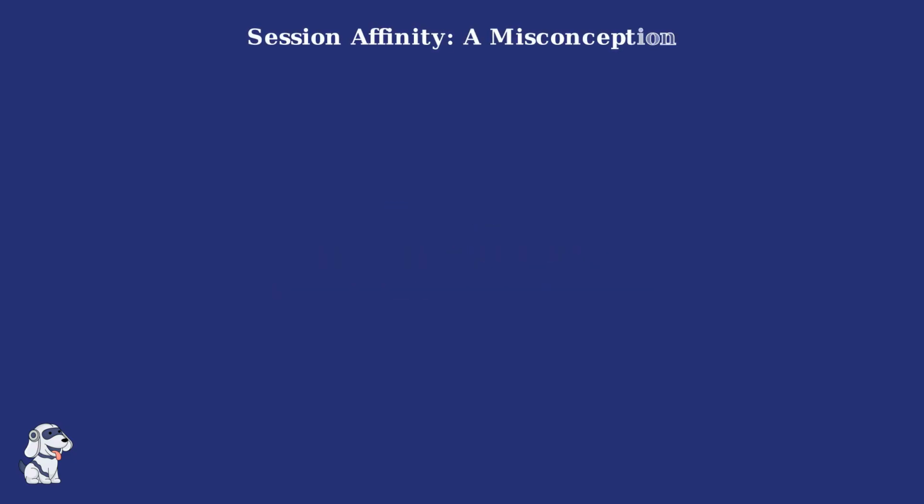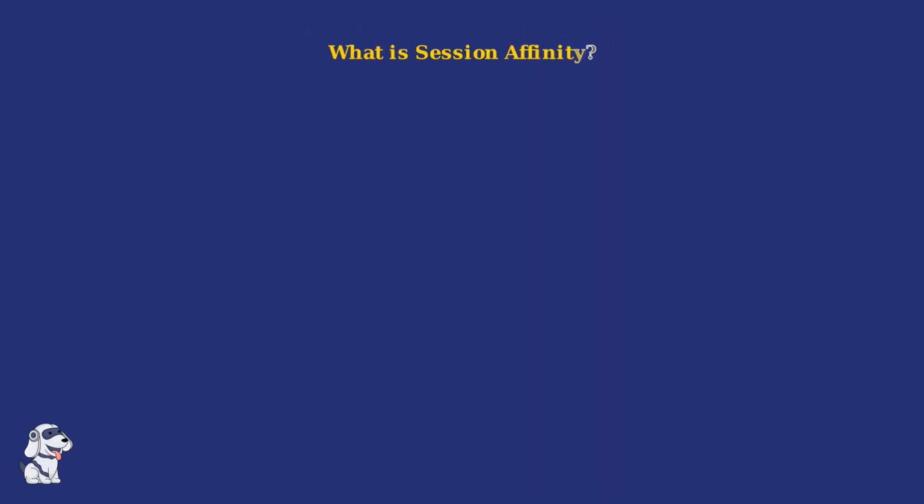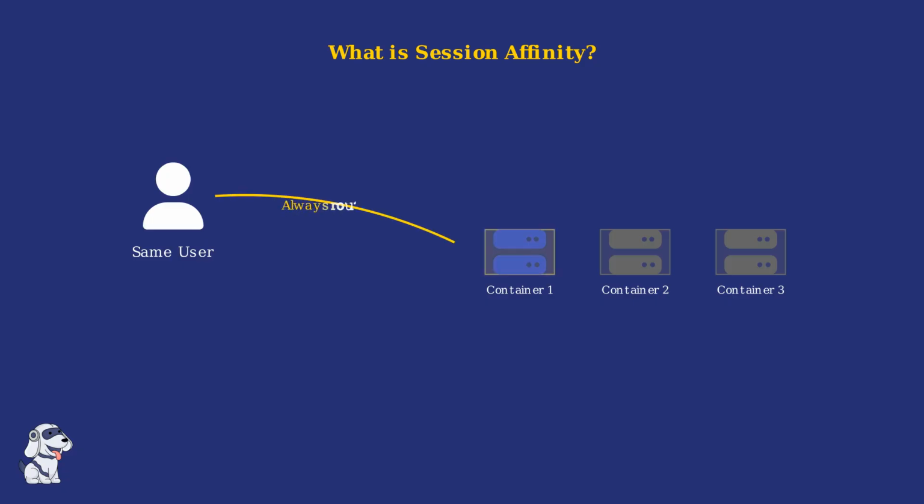Session Affinity might sound like the perfect solution for managing user sessions in Cloud Run, but it's actually a common misconception that can lead to serious problems. Session Affinity means that all requests from the same user are always routed to the same container instance. This seems logical. If the user's session data is stored locally in that container, they'll always find their data there.